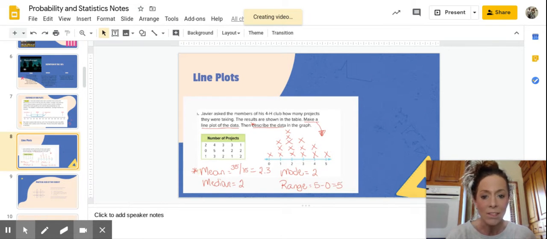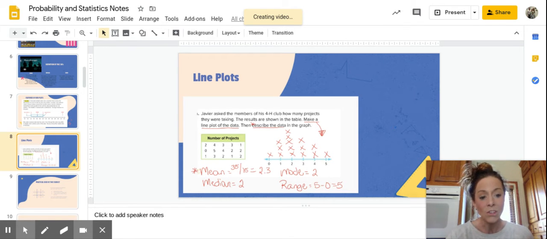Looking at this, I can see that my mode, which is the piece of data that appears most often, is the number 2. So most members of my 4-H club are taking 2 projects. And then you can find the median, which is the number in the middle, by simply marking off your X's from each end until you get to the number that is exactly in the middle of our data. And you'll see again that it is 2.